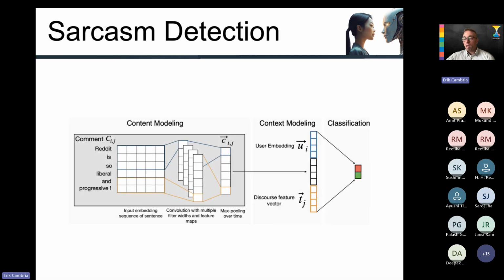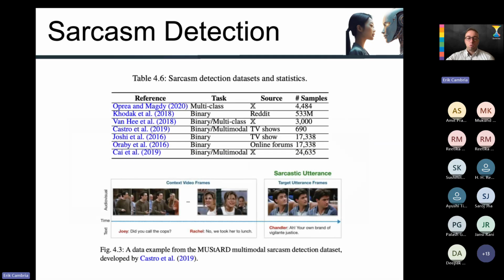We also worked a lot on sarcasm before. I also had a PhD student on this, Sojanya, who was working on sarcasm from text, but also from videos. Now he's an assistant professor in one of the universities here in Singapore. And here I also have a few examples of sarcasm, most recently multimodal sarcasm detection.